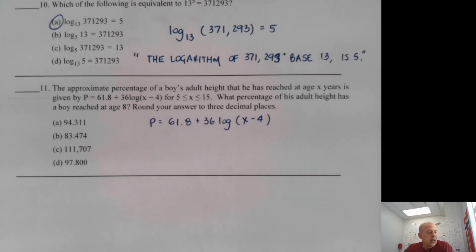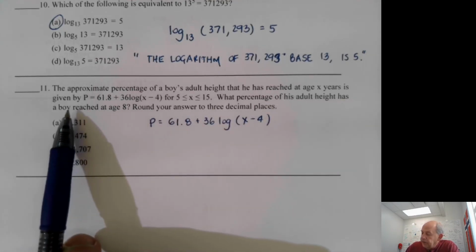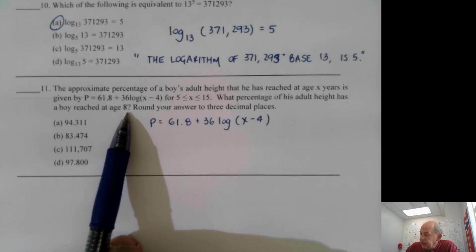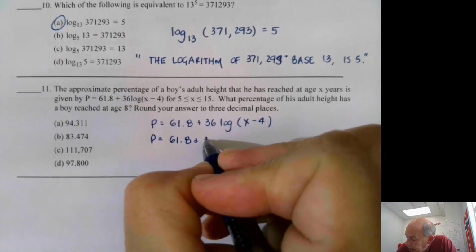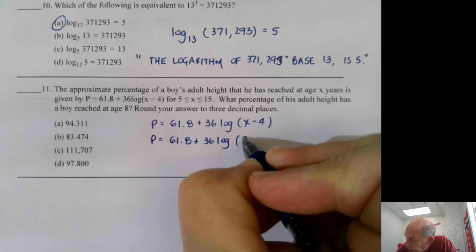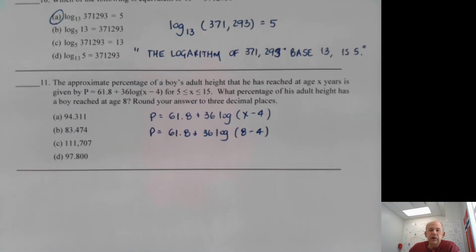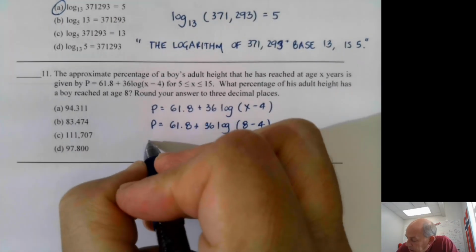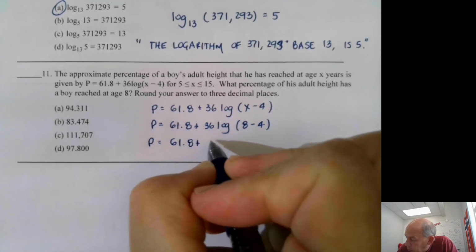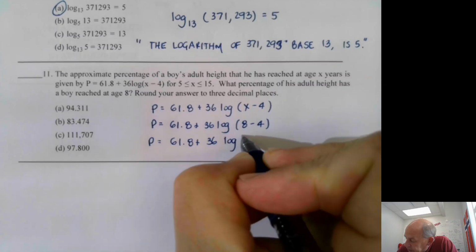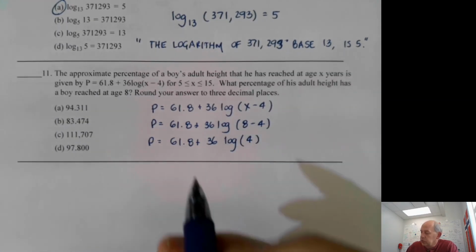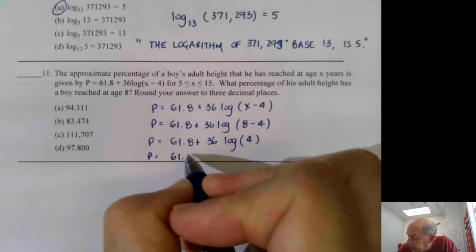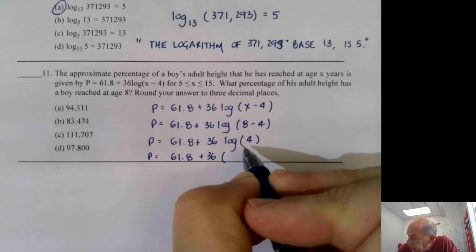We want to use this model to predict the percent of final adult height of a male who is 8 years of age. So we are going to plug an 8-year-old male into this model to make a prediction about his final adult height, the percentage. So the percent is 61.8 plus 36.8 minus 4 is 4. So all I did was subtract those two values. Now I have to take out my calculator and find the log of 4.